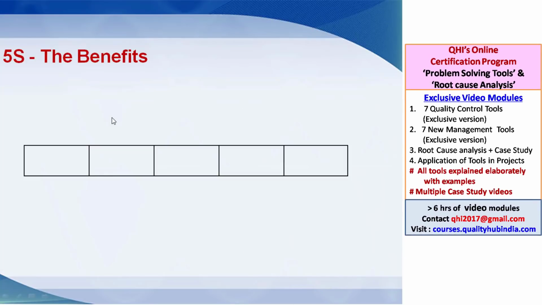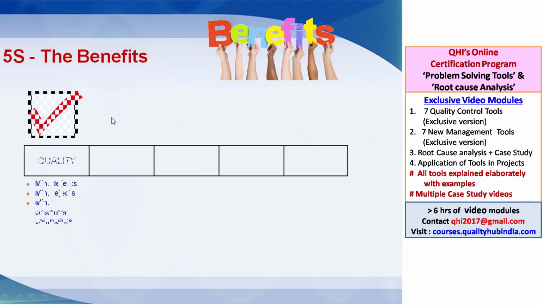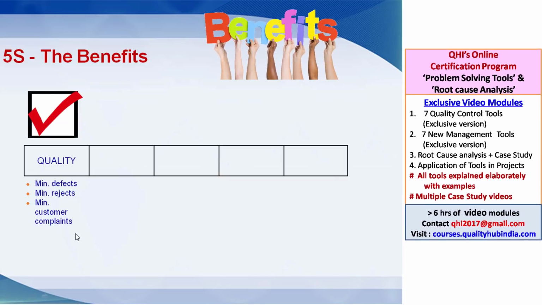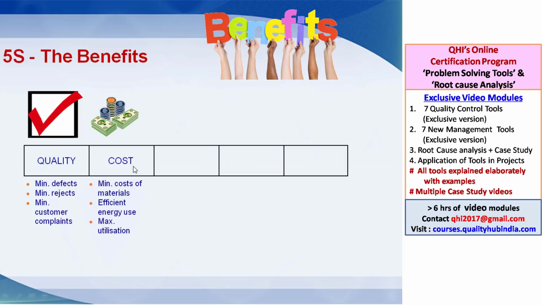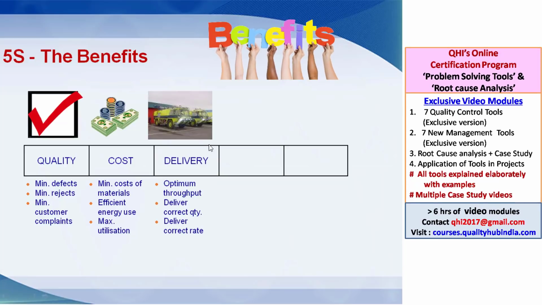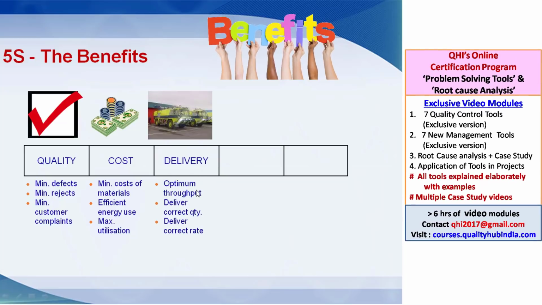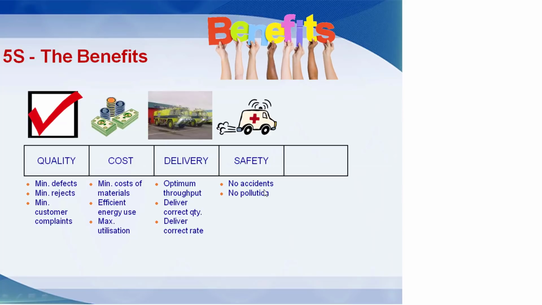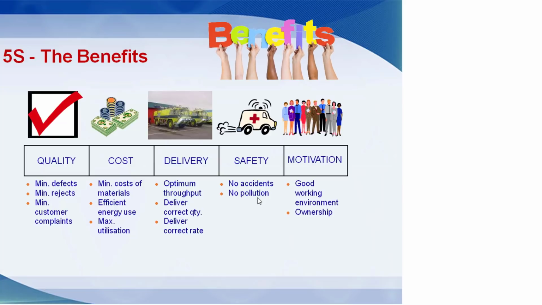Now friends, let's understand some of the benefits of implementing a structured 5S. The 5S will help you minimize your defects, reduce rejection, reduce your customer complaints. It will also help you reduce your cost of materials and utilization of resources. You will also get benefit in delivery performance by throughput optimization, improvement in your delivery by delivering correct material in right quantity at right time. 5S also helps you improve safety drastically by elimination of accidents and reduction in pollution. Motivation level of people also goes up, their efficiency goes up, they take ownership and make improvements.